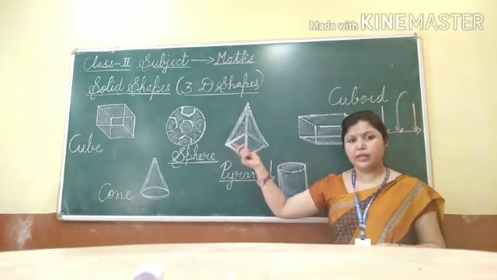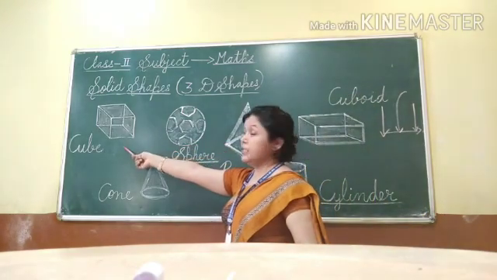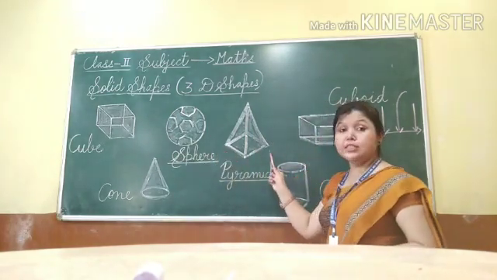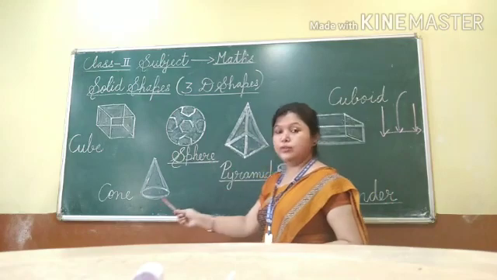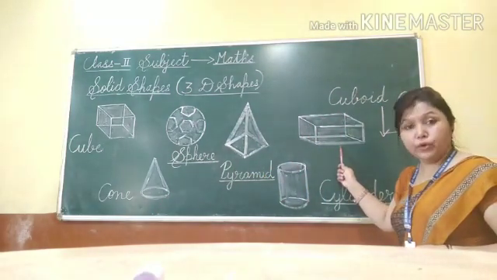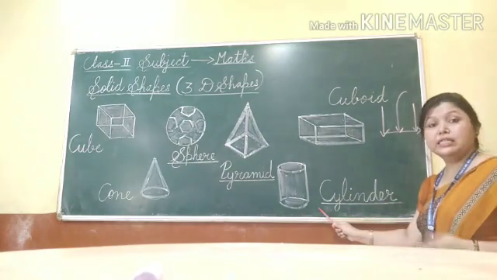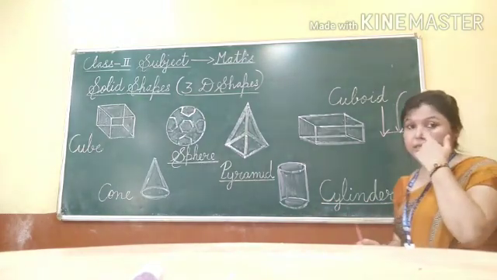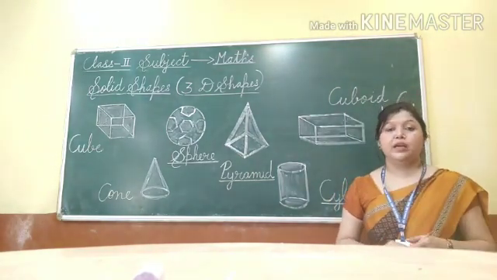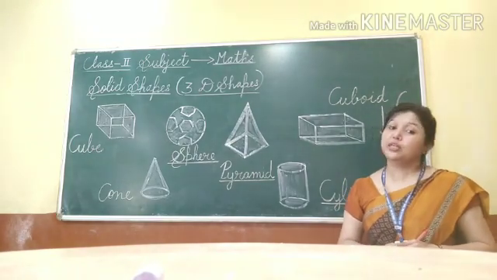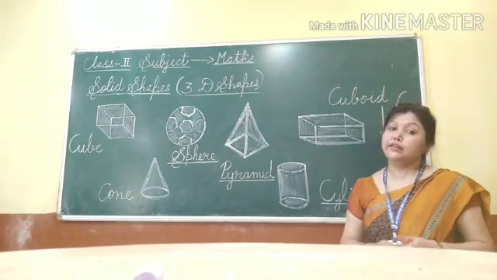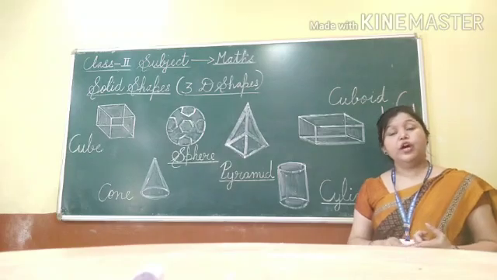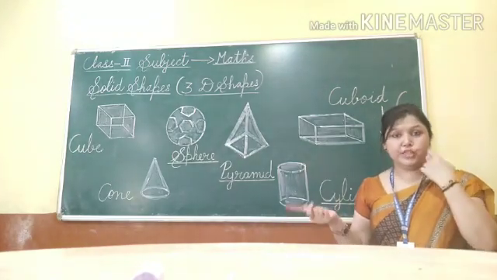Once again, this shape is known as cube. This is sphere. This is pyramid. This is cone. This is cuboid. This is cylinder, known as cylindrical shape. I hope in a better manner you understood about these solid shapes and the difference between solid and flat shape. So now we are going to discuss the next topic.